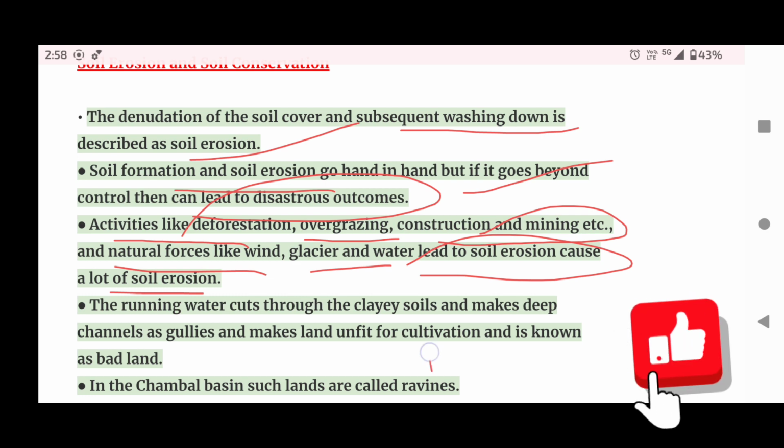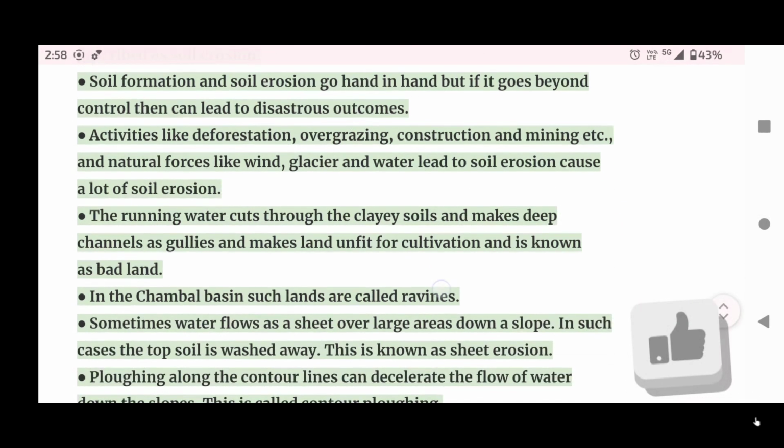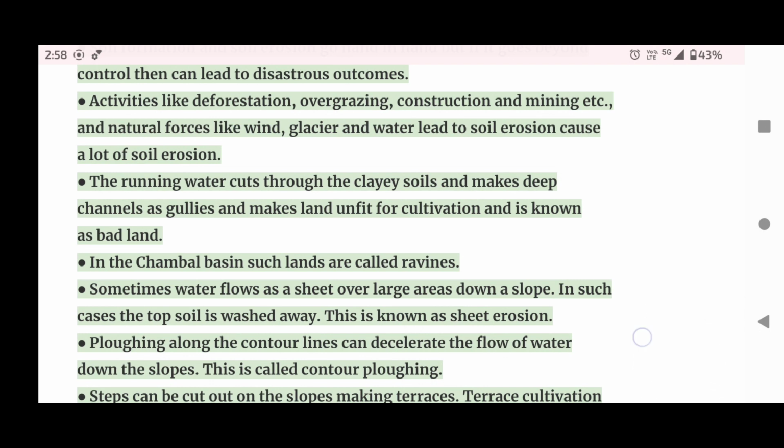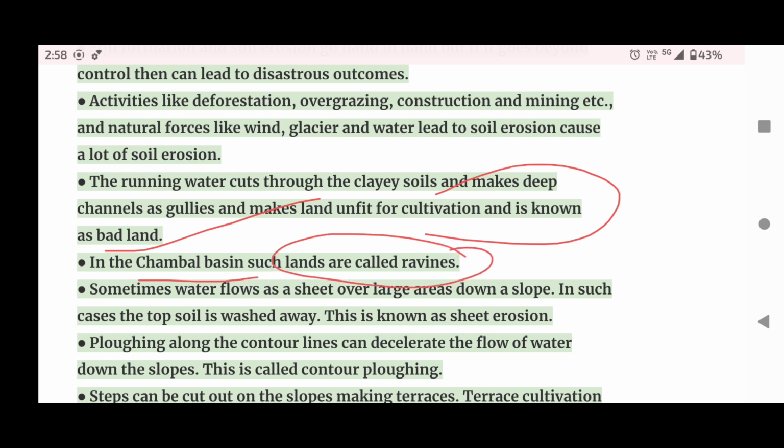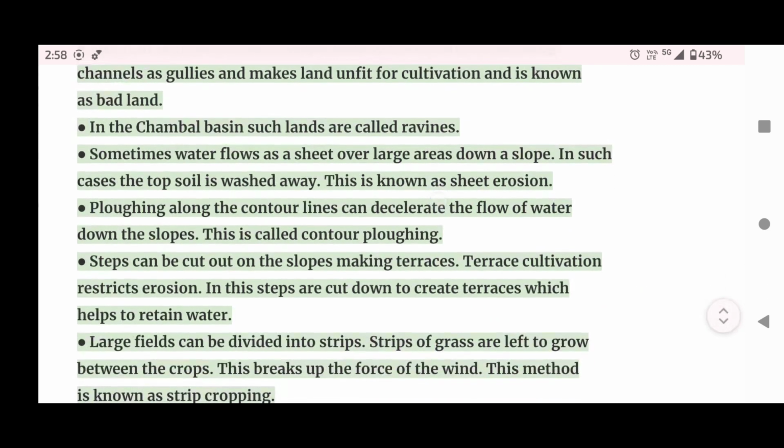The running water cuts through the clayey soil and makes deep channels known as gullies, making land unfit for cultivation, known as bad land. In the Chambal basin, such lands are called ravines. Sometimes water flows as a sheet over large areas down a slope. In such cases, the topsoil is washed away. This is known as sheet erosion.